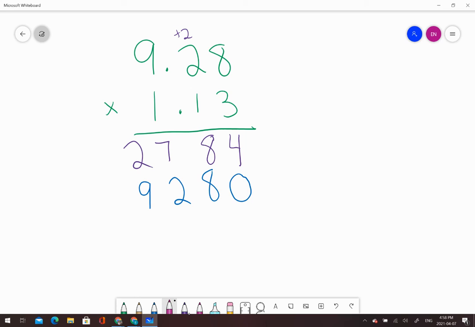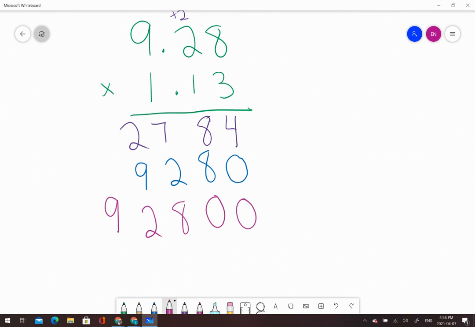Next, I need to go here and multiply by 1 again. This time, remember, I'm ignoring my decimals. I'm going to add 2 zeros because I've moved over 2 places on my value chart. 1 times 8 is 8, 1 times 2 is 2, and 1 times 9 is 9. My next step is to add these numbers all up.